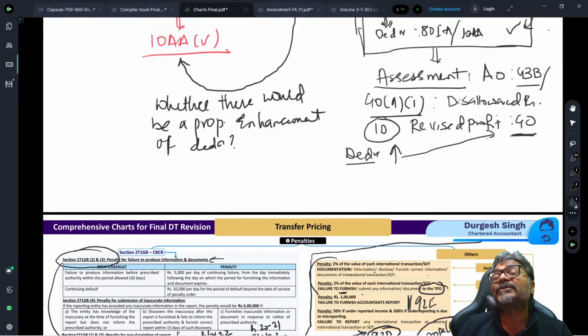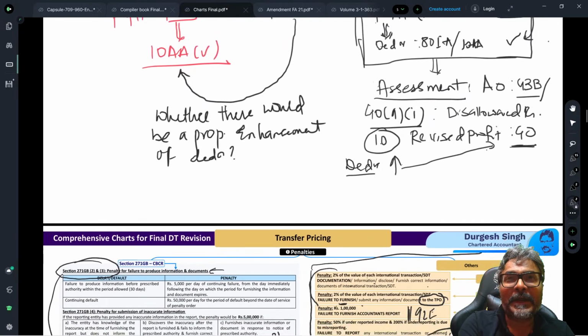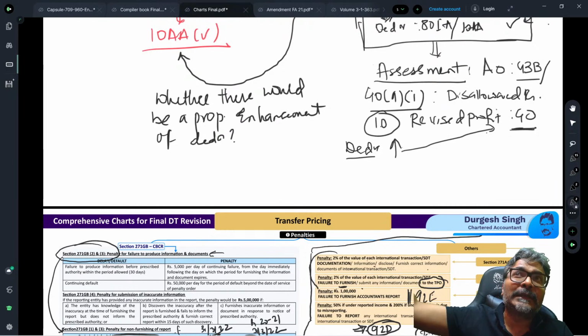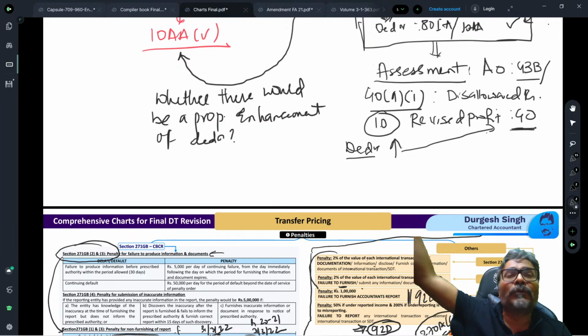So whether my deduction will also enhance in this particular case, to that the answer is yes, it will be. Yes, it will be, Sunny. My deduction also will get enhanced proportionately in this particular case, students. So therefore, be careful, students. If at all the position that is there in your question is like this, that the SSC has given a profit of 30, the AO in the course of the assessment has disallowed some of the expenditure and has enhanced your profit to 40.